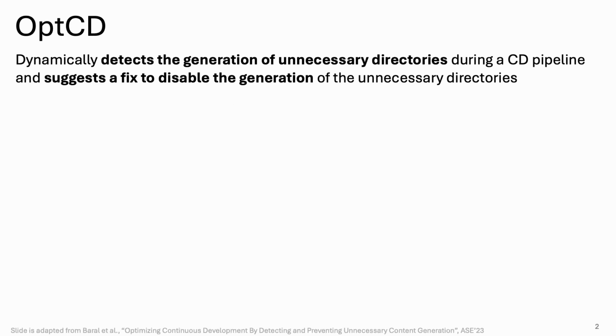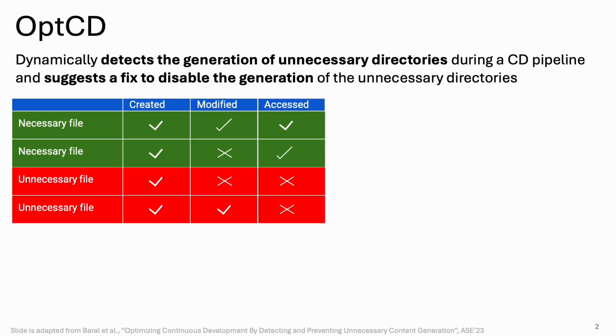Let me first introduce the OptCD tool at a high level. OptCD is a tool that dynamically detects the generation of unnecessary directories during a continuous development pipeline. OptCD also suggests a fix for the continuous development pipeline configuration file so that the unnecessary directories are not generated anymore. Now, to understand what unnecessary directories are, we first need to understand what an unnecessary file is.